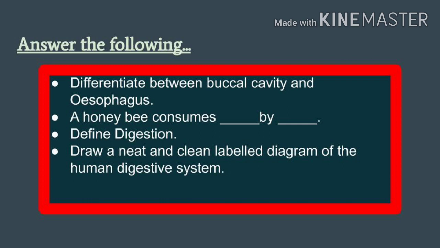All right. The third question is, define digestion. I have said the answer in the video again. If you were listening closely, you would know the answer. So write the definition of digestion. And the last one, draw a neat and clean labeled diagram of the human digestive system. So you will draw the diagram again in the answer here. Neatly and cleanly label it, and write the heading human alimentary canal in it. Put the diagram in a box.